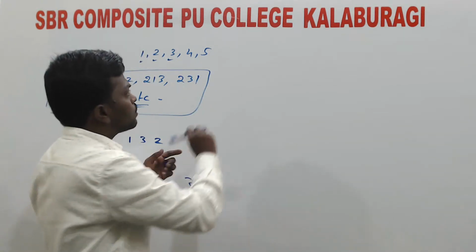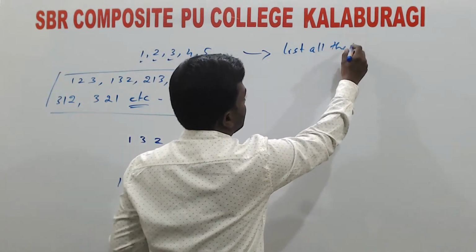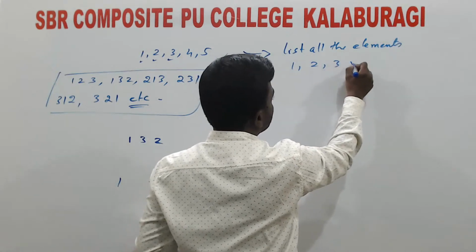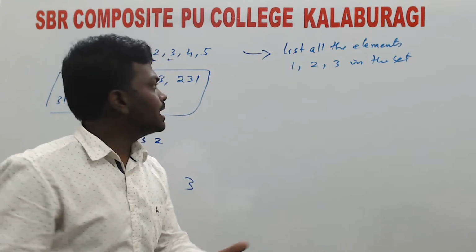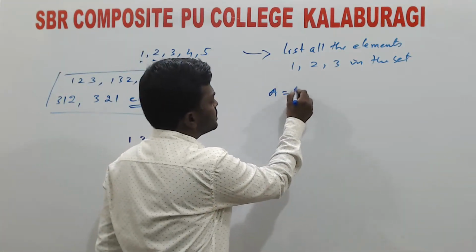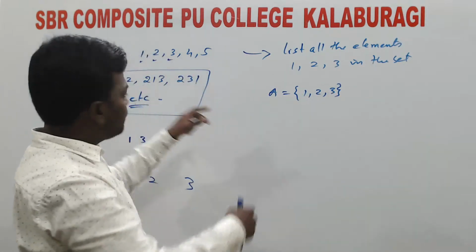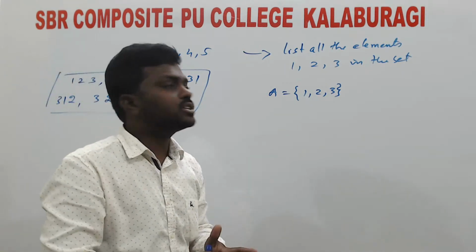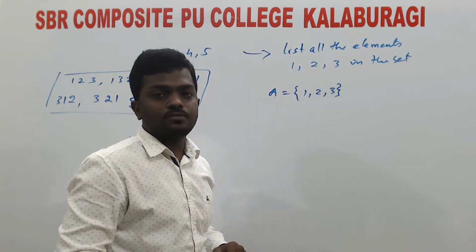So the question is, list all the elements 1, comma 2, comma 3 in the set in roster form. Right? So how will you list them? 1, comma 2, comma 3. See, look here. With those three, we have formed a three-digit number, right? So now the other question is, list all the elements 1, 2, 3 in the set in roster form.